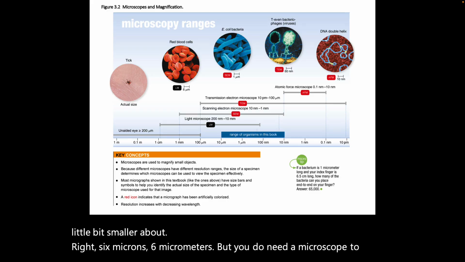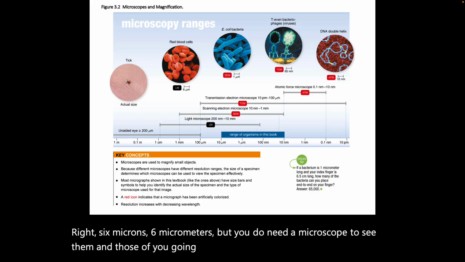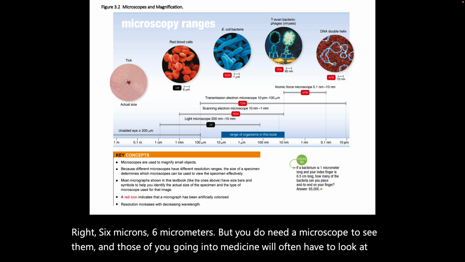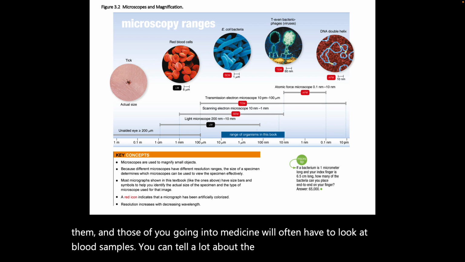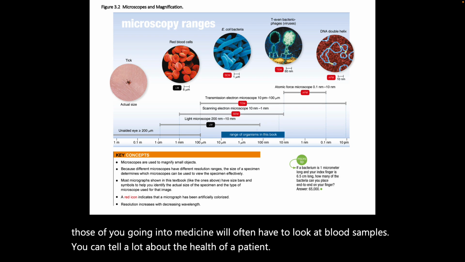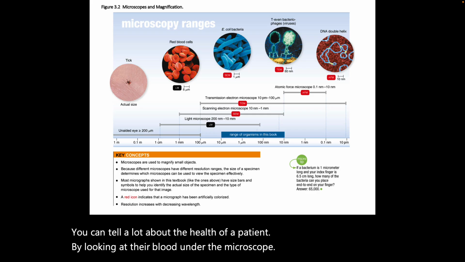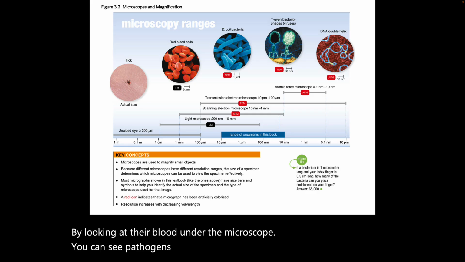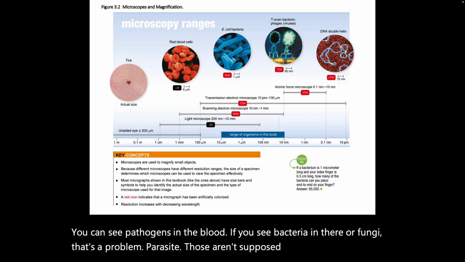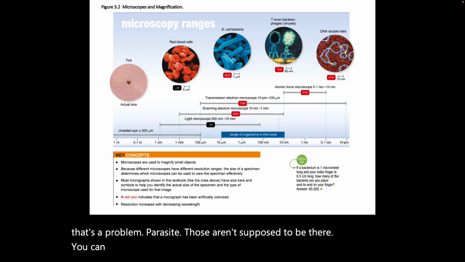And those of you going into medicine will often have to look at blood samples. You can tell a lot about the health of a patient by looking at their blood under the microscope. You can see pathogens in the blood. If you see bacteria in there or fungi, that's a problem. Parasites, those aren't supposed to be there. You can look at things like malaria that infect red blood cells. If there's something in the red blood cell, that's usually a problem.